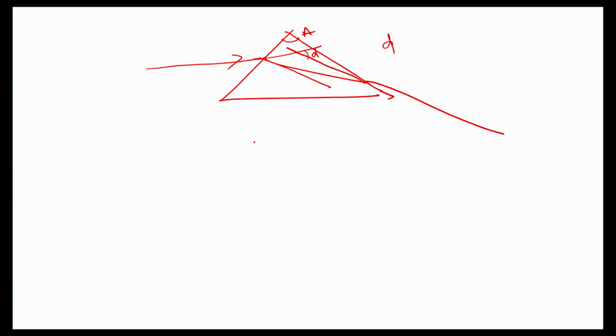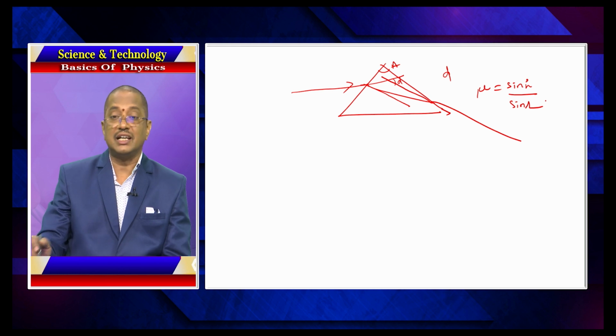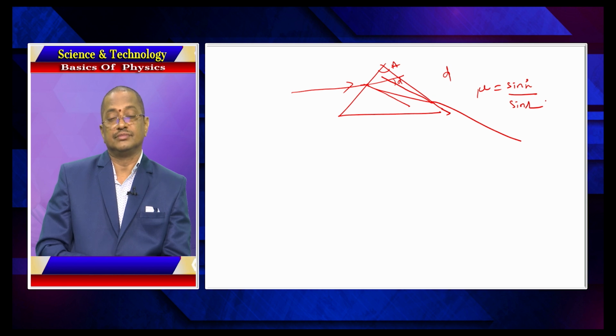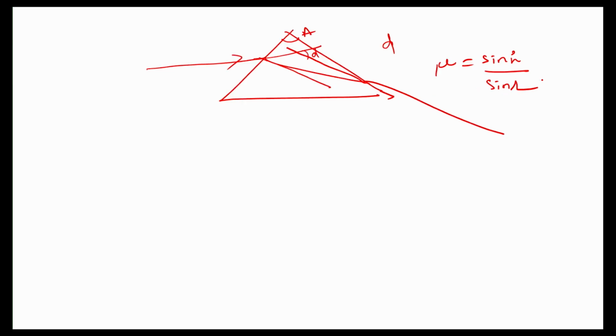Here there is Snell's law: mu is equal to sin i by sin r. Mu is equal to sin i by sin r. This is called Snell's law. Here i is the angle of incidence and r is the angle of refraction. Clear?